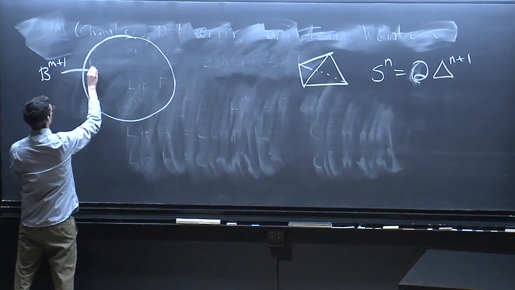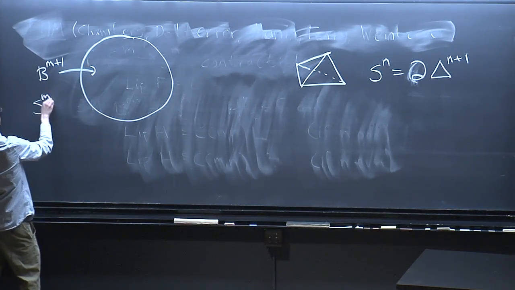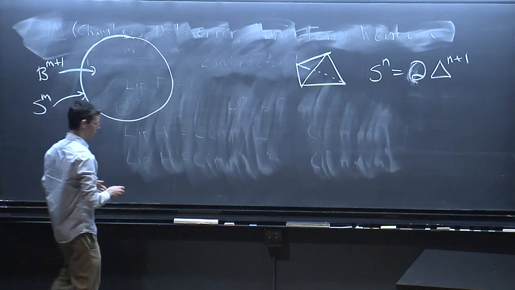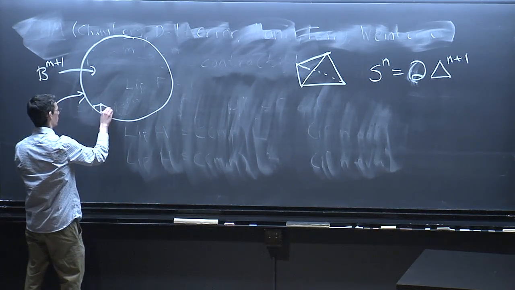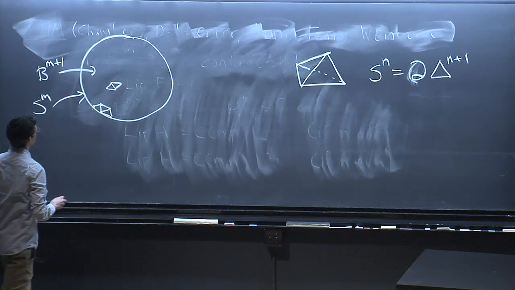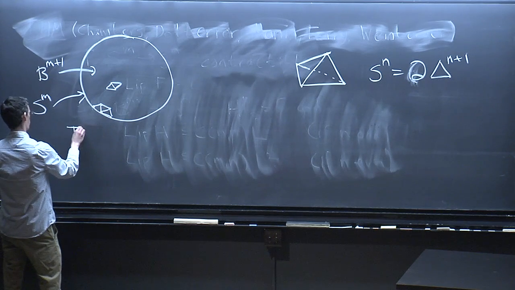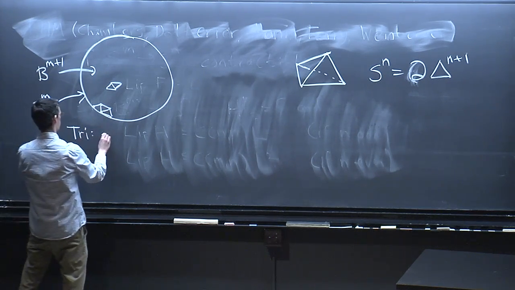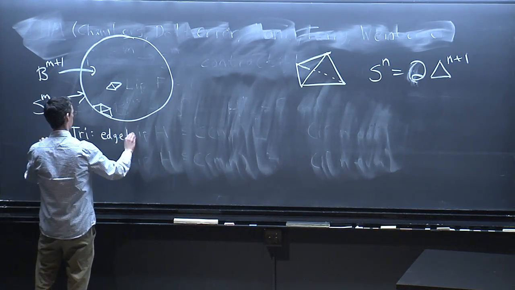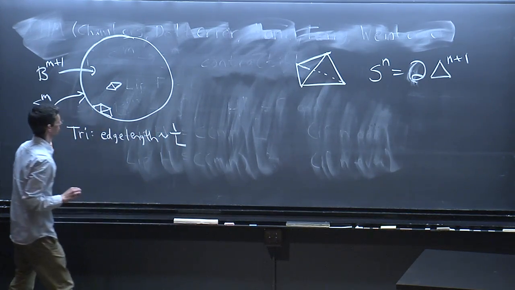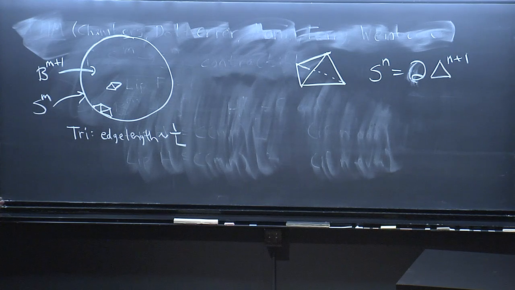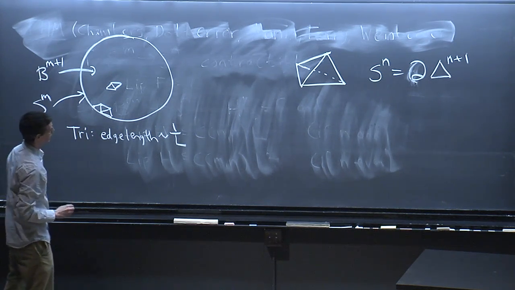So the m+1 ball is the interior here. The m sphere is there. And I'm going to triangulate it. So here's a little piece of the triangulation, and it goes on inside. And it's a fine triangulation. I'll call it tri, and it has edge length approximately 1 over L. And that scale is adapted to the fact that my map F on the boundary has Lipschitz constant L.